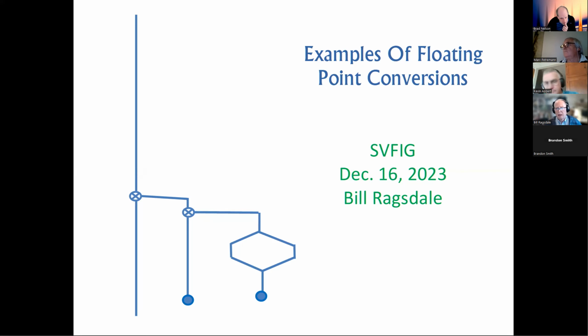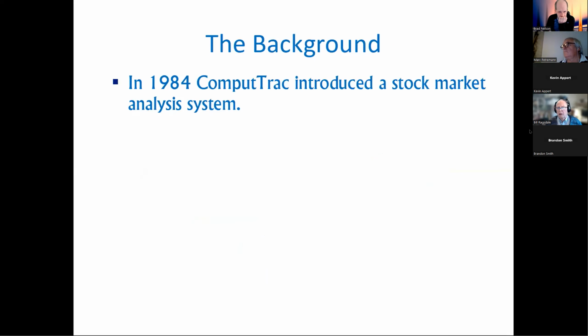This is an example of floating point conversions done in Win32, and a bit of perspective and history on this. In 1984, the company out of New Orleans, CompuTrack, introduced a stock market analysis system. This was when the IBM PC first entered the scene, and it was revolutionary because up till then such analysis was done on mainframe computers and was restricted pretty much to the financial industry. So here at your fingertips you had a very robust, broadly based financial analysis system.